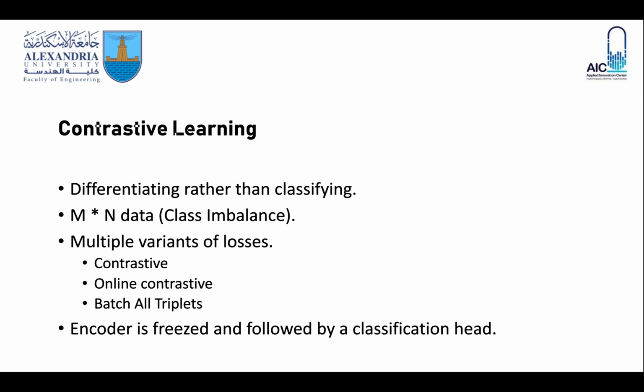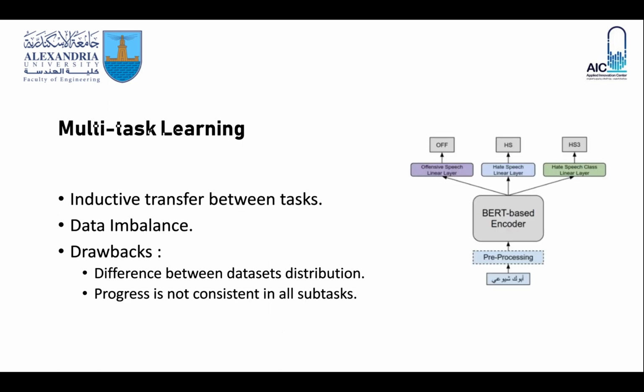In contrast to classification fine-tuning, contrastive learning is done in 2 steps. First of all is fine-tuning the encoder on a contrastive objective, then freezing the encoder and training the classification head after that. For multitask learning, it provides an inductive transfer between tasks.